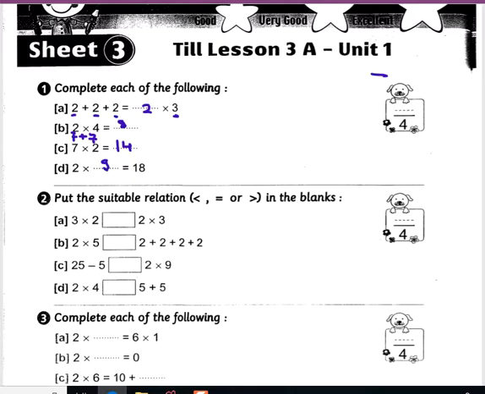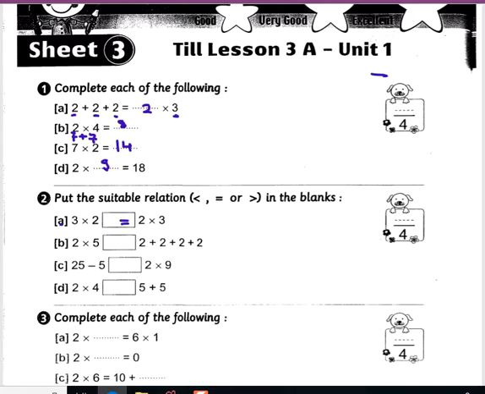Number 2, put the suitable relation here: less than, equals, or more than. A, he said 2 times 3. Here he said 3 times 2, and on the other side he said 2 times 3. It will be equals.